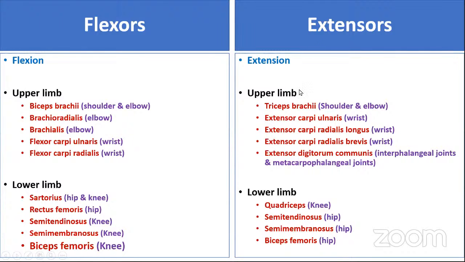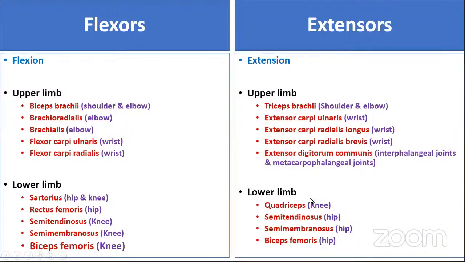Whereas extensor muscles, upper limb, triceps brachii, which brings about extension at the shoulder and elbow joint, extensor carpi ulnaris at the wrist position. Then you have extensor carpi radialis, which is of two types. One is longus and another one is brevis. Both bring about extension at the wrist position. Extensor digitorum communis brings about extension at the interphalangeal joints as well as at the metacarpophalangeal joints.